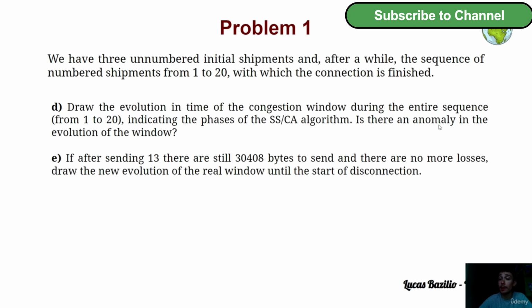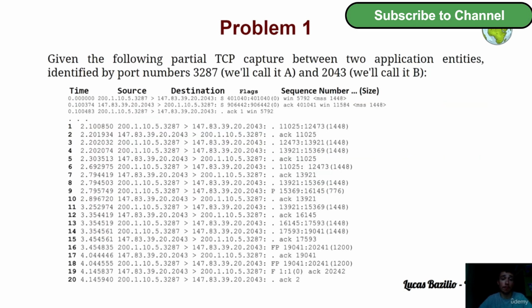Finally, is there any anomaly in the evolution of the window? Well, we need to reason about that. And the final question of this problem 1, question E, states: if after sending frame 13 there are still 30,408 bytes to send, and there are no more losses, draw the new evolution of the real window until the end of this connection. Okay, so this is problem 1. As we have mentioned, we're going to solve only question A in this lecture.